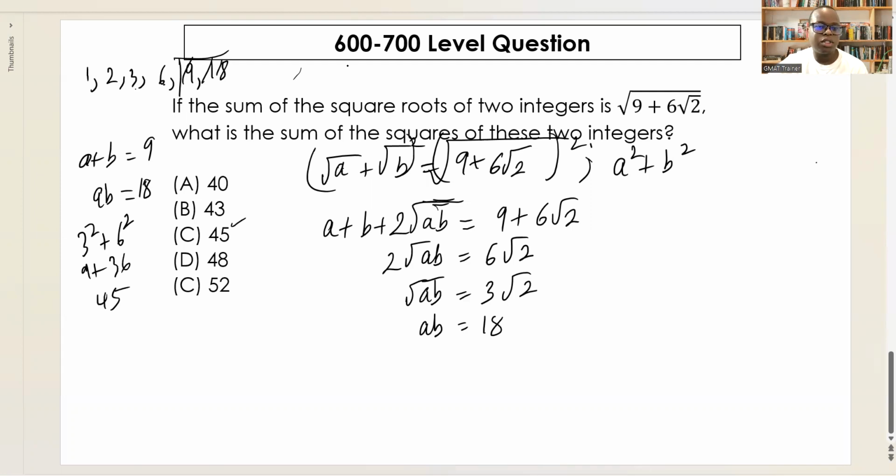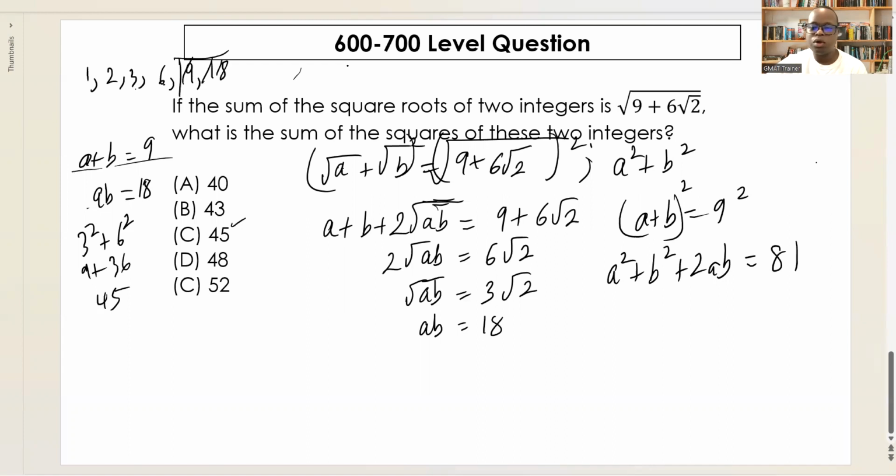How about the longer way that can also be used to approach this? Given this information, we can also find a squared plus b squared another way. Since you have a plus b is equal to 9 and ab is equal to 18, what if we were to square a plus b? A plus b is equal to 9, then you square it. You'll have a squared plus b squared plus 2ab, which is equal to 81. Since ab is 18 already, 2ab will be 36. So a squared plus b squared plus 36 is equal to 81. Subtract 36 from the right-hand side to get 45, which is the same answer you got.